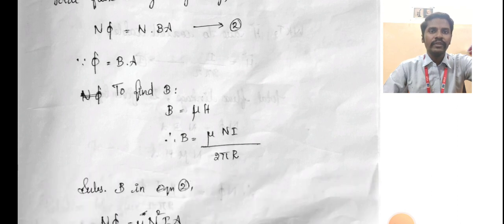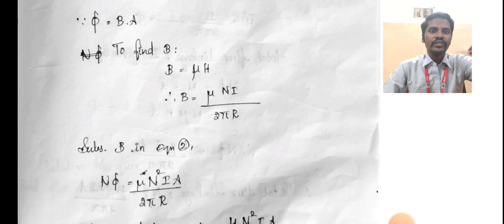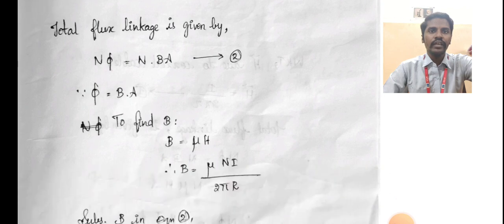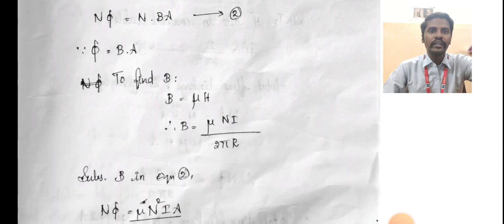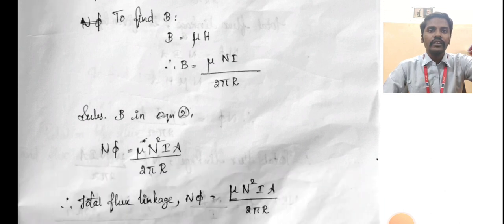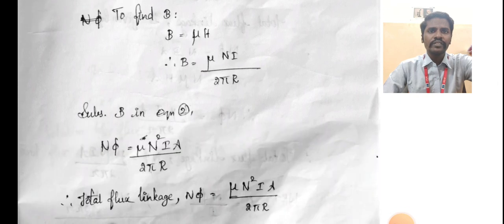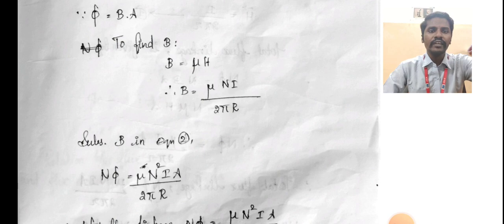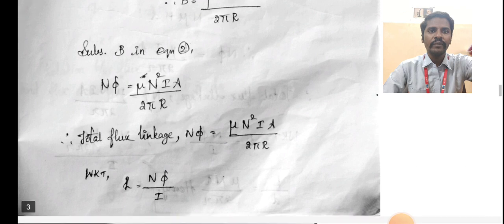Now we have to calculate B. B is equal to mu H. Instead of H, we use H from equation 1, H is equal to NI divided by 2 pi R, and therefore B is equal to mu NI divided by 2 pi R. Now we substitute the value of B in equation 2. N phi is equal to N into B, and instead of B, I write mu NI divided by 2 pi R into A. So the total flux linkage is mu N square IA divided by 2 pi R.